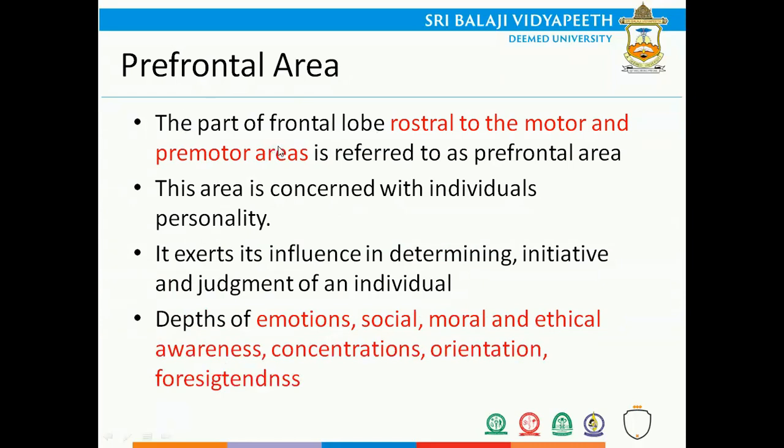Next, coming to the prefrontal area. The prefrontal area is rostral to the motor and premotor areas and is referred to as the prefrontal area. This area is concerned with the individual's personality. It is seen anterior to the premotor areas, and it is responsible for the personality of a person. It exerts its influence in determining the initiative, judgment of an individual, the depth of emotions, social feelings, moral and ethical awareness, concentration, orientation, and foresightedness.